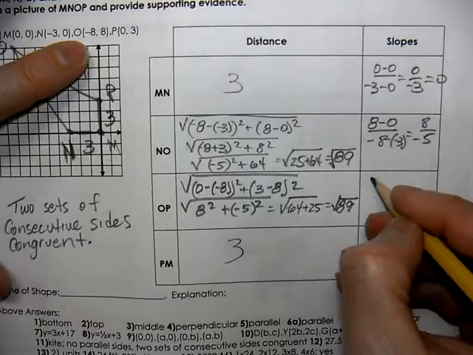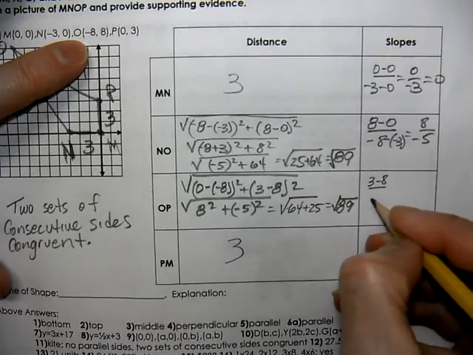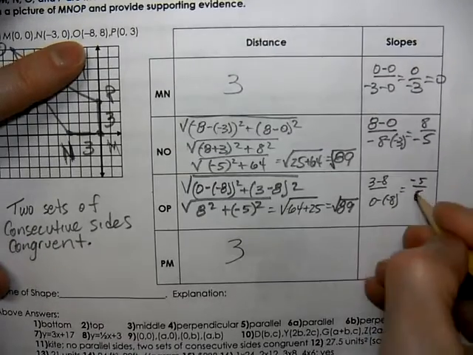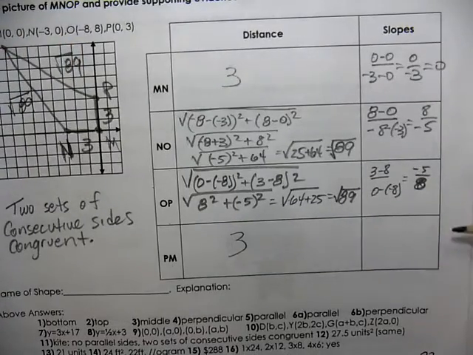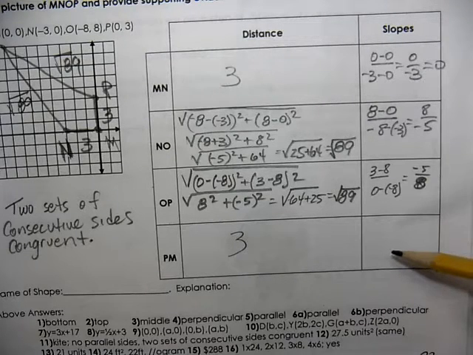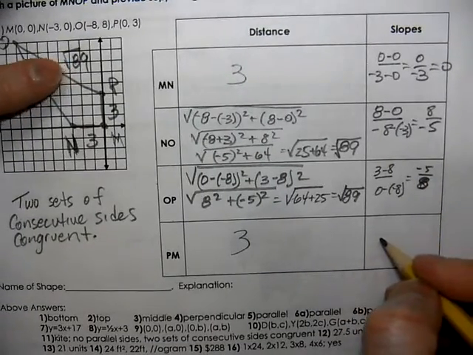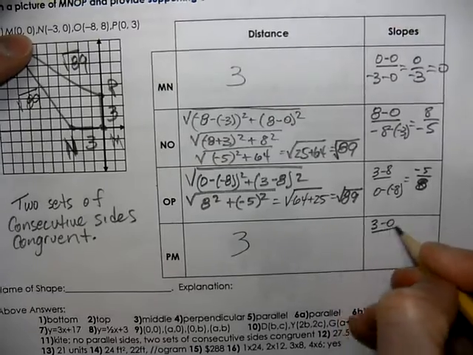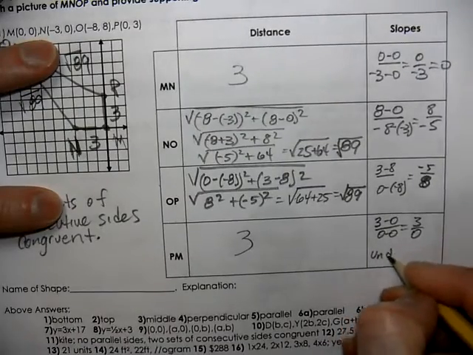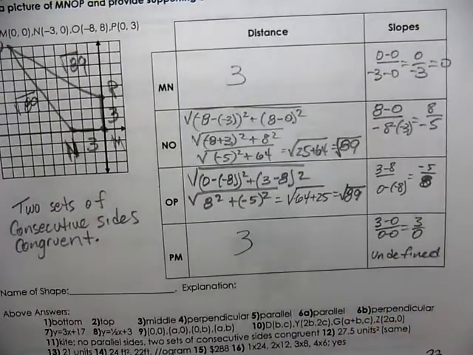OP, 3 minus 8 and 0 minus a negative 8. They're reciprocals of each other, but they're not opposites of each other, so that is not perpendicular. And then this last one should be undefined because it's vertical, but let's see what our calculations come up with. 3 minus 0 and 0 minus 0. Whenever you divide by a 0, you get undefined.